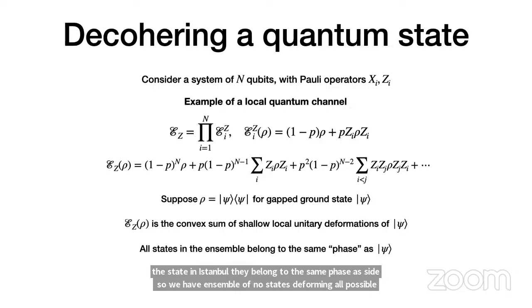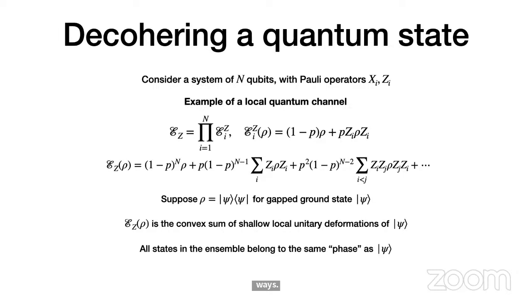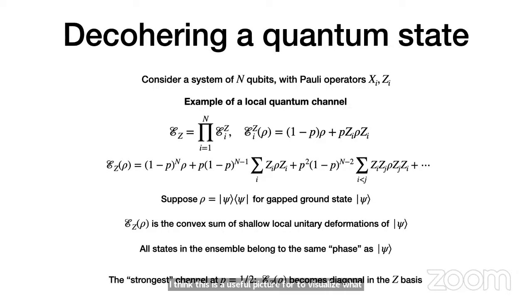I think this is a useful picture to visualize what these states are. Now, this p is a number between 0 and 1, so it's a probability. In some sense, there's the strongest channel at p equals 1/2, where the error, this noise, occurs with equal probability, with probability 1/2. In that case, all of these numbers are exactly the same, so we just get an equal weight superposition of all of these possible deformations of the state by locally acting Z's everywhere.